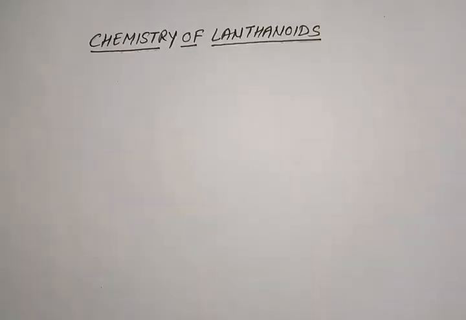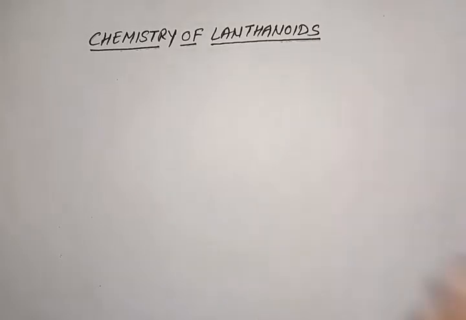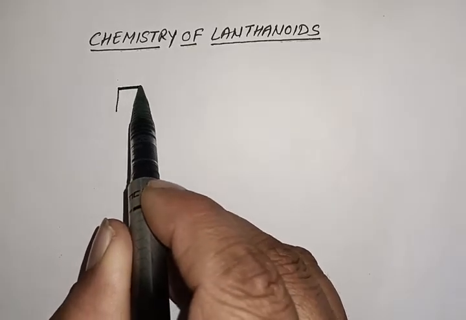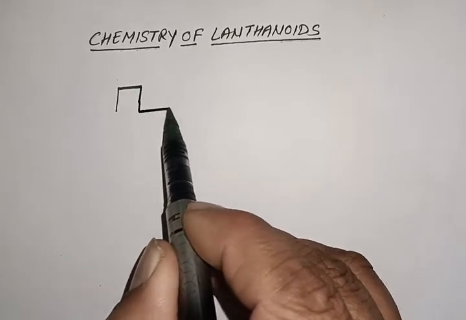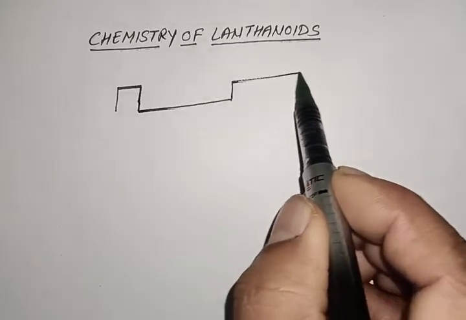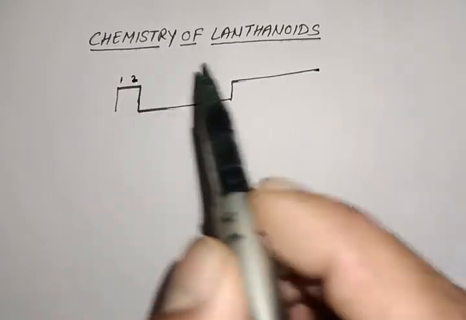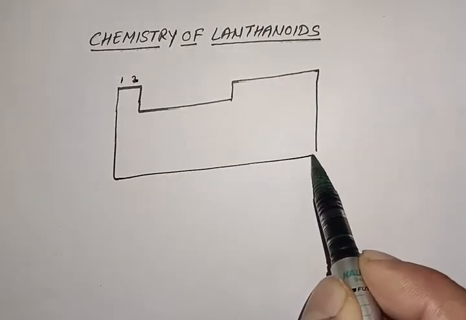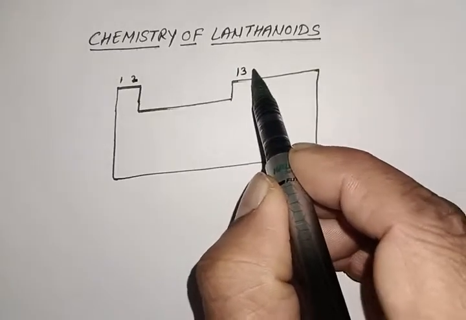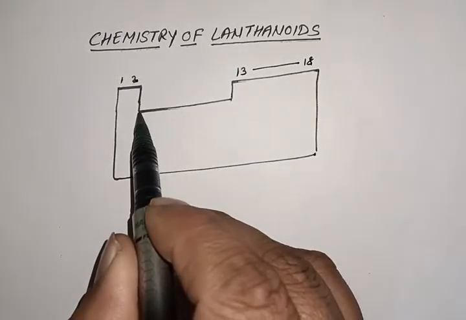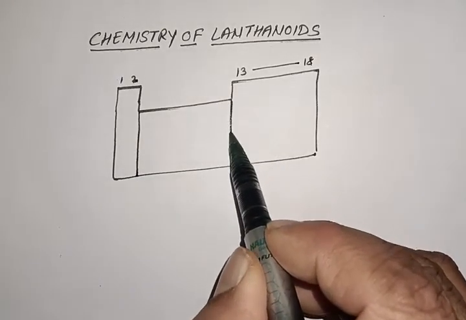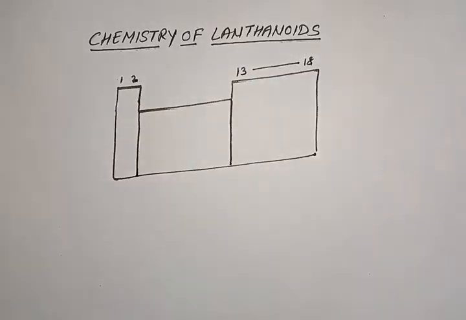In this class, we will start the chemistry of the lanthanides, or the chemistry of the lanthanoids. If we have a look at the modern periodic table, on the left hand side there are two groups, group number 1 and group number 2. And on the right hand side of the modern periodic table, there are 6 groups, from group number 13 to group number 18. The first two groups are also called s block elements, and group 13 to group 18 are also called p block elements.